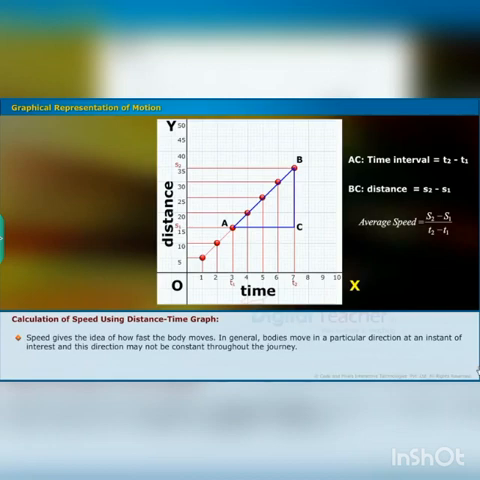Speed gives the idea of how fast the body moves. In general, bodies move in a particular direction at an instant of interest, and this direction may not be constant throughout the journey.